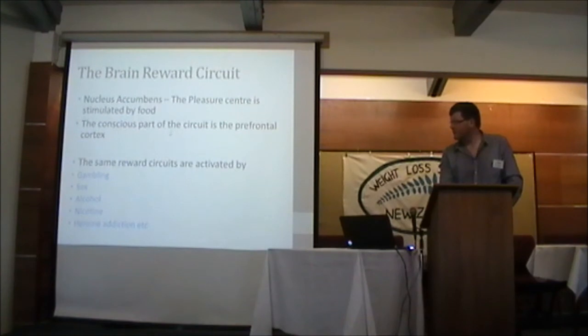Now, the important thing to say is that this reward circuit is exactly the same that we use for food, is exactly the same reward circuit that is used for multiple other things. So, for example, gambling, sex, alcohol, nicotine, heroin addiction. And this is why it's so incredibly difficult to lose weight, because the same reward circuit that is set up for food is also the same circuit for nicotine, alcohol, and heroin.